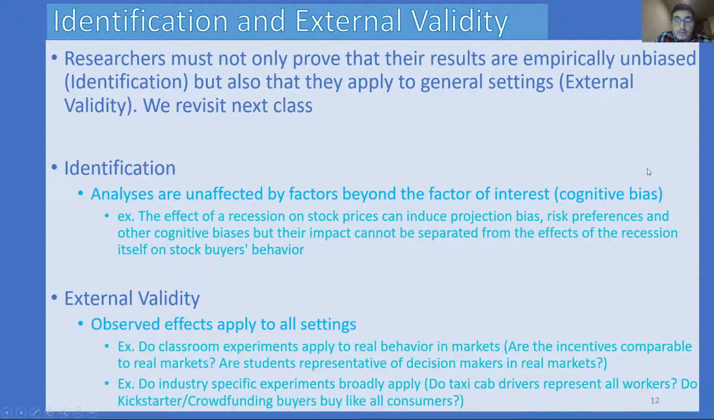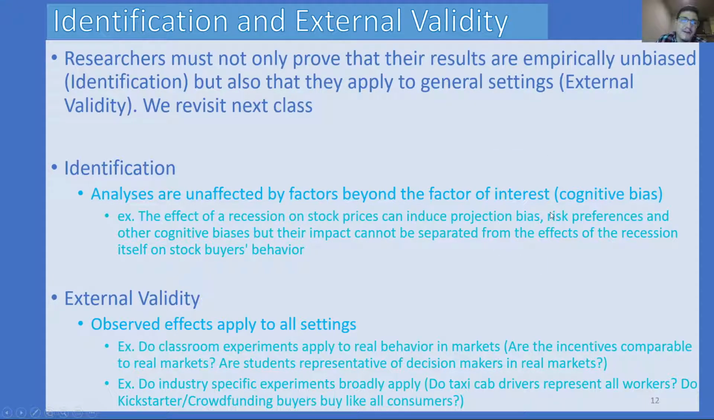You could also ask this question about an industry, something that studies a specific industry. For example, taxi cab drivers are very heavily studied in the reference dependence literature, in reference dependent preferences. And the question could be, do these represent all workers? And again, it's unlikely that they do, but still you can take something of their choices. You can derive something from it. So it tends to be relevant.